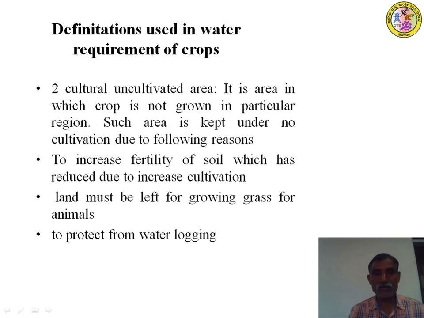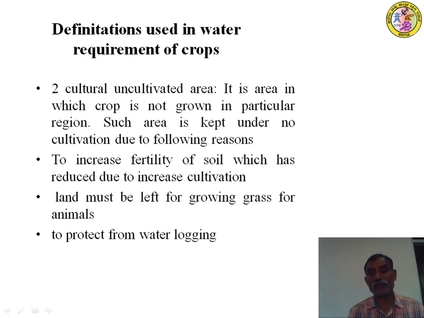Next, an important definition: intensity of irrigation. Intensity of irrigation is defined as the percentage of CCA, that means cultivable command area, which is proposed to be annually irrigated. That means intensity of irrigation is equal to the area to be irrigated divided by the CCA, multiplied by 100, as a percentage. That is called intensity of irrigation.